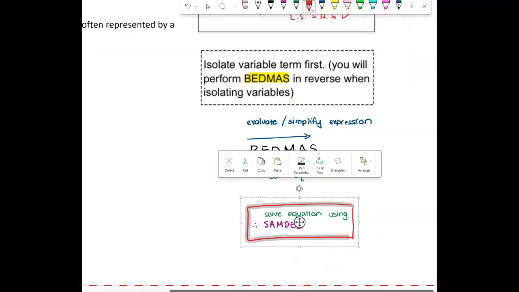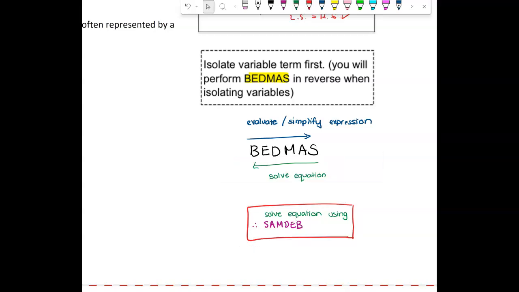When we isolate the variable, we are actually performing BEDMAS in reverse because we're trying to isolate the variable and not simplify. So here's the BEDMAS acronym that we always use. In the past, when we've asked you to evaluate or simplify an expression, we follow BEDMAS. Like I want to find out, for example, 3 times (x plus 2) minus (x plus 5), and we distribute, and we just simplify it.